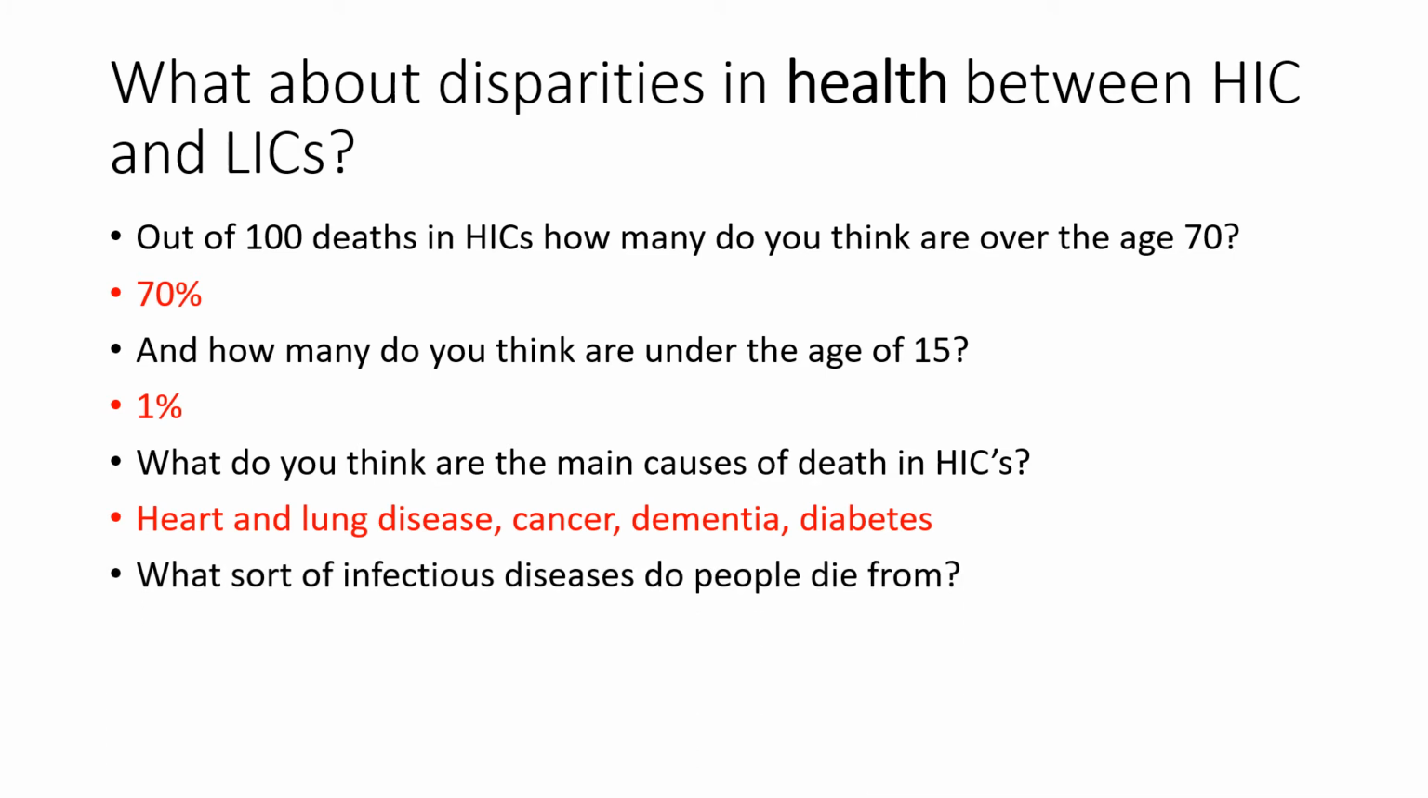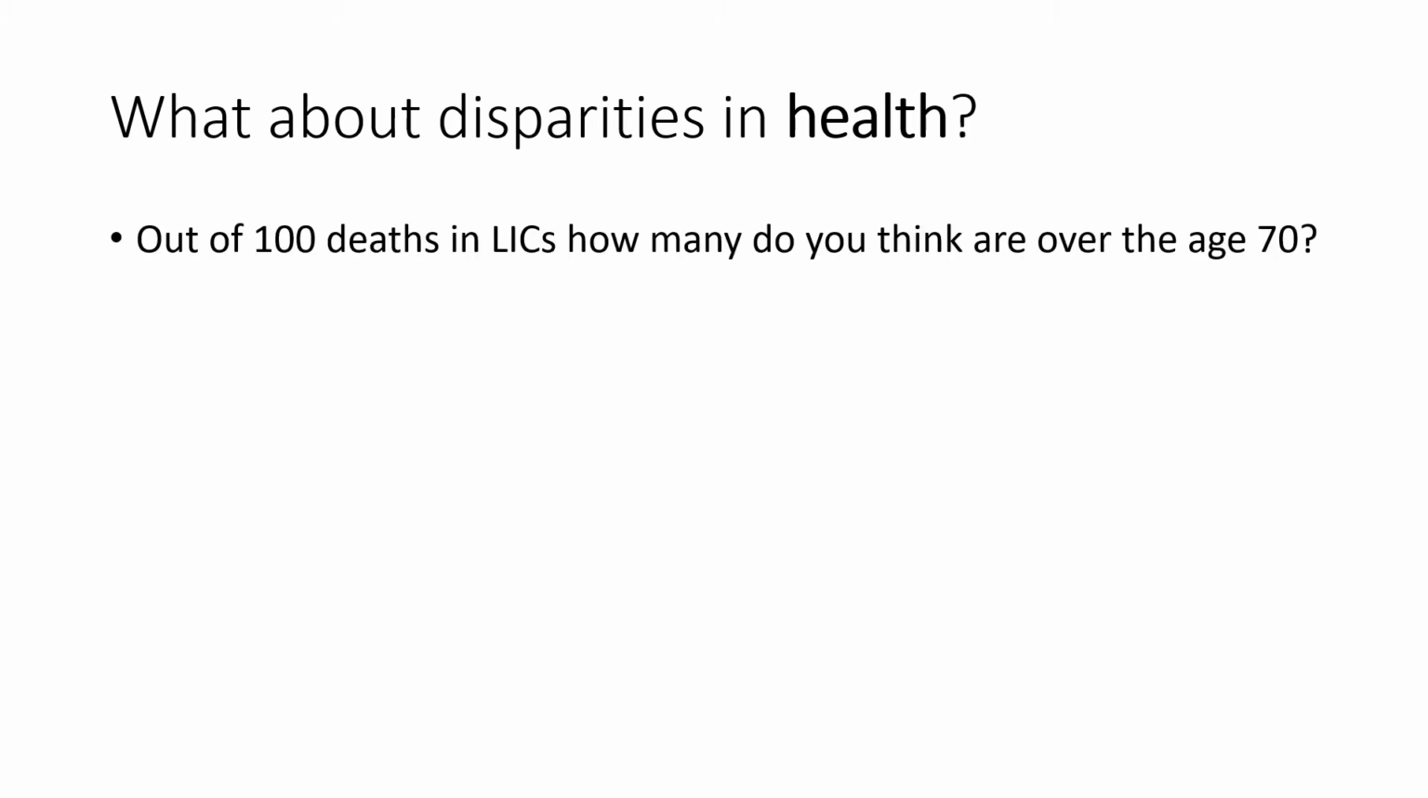And what sort of infectious diseases do people die from, generally? Have a guess? Only lung infections. We don't generally die from other kinds of infections like colds and coughs and flu. So really, mainly lung infections. Now let's do the same for low-income countries and see how it compares. So, out of 100 deaths in low-income countries, how many do you think are in the over 70 age group? Only 20%. Much, much smaller.